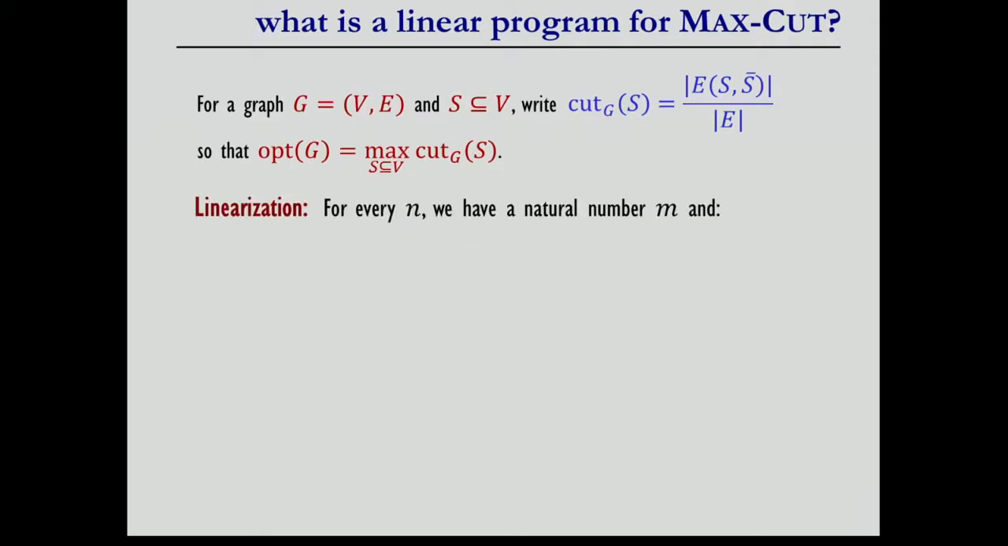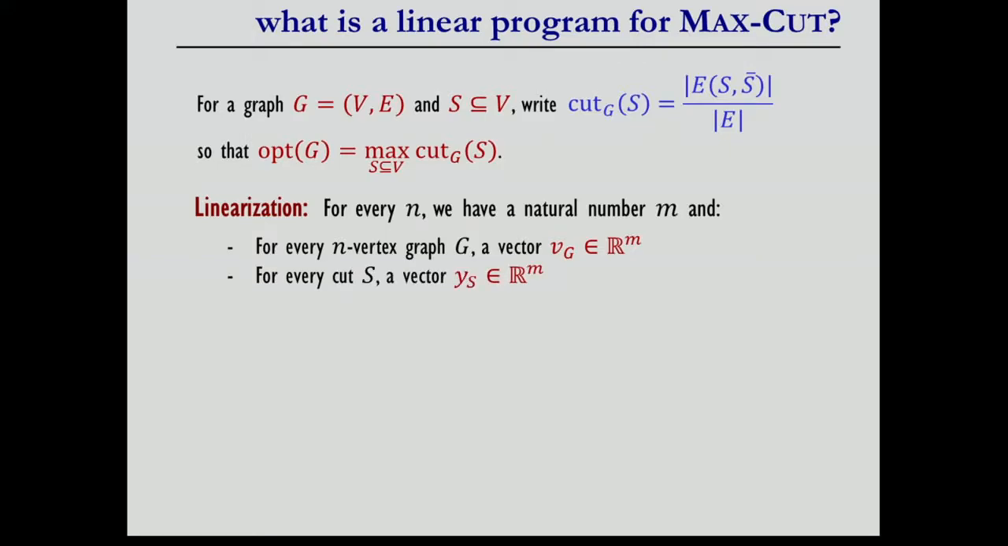Now, what do I mean by a linear program? I wanted to have 2 steps. The first one is a linearization of the objective function. So for every input size n, we'll have some number m, which is the number of dimensions of the relaxation. And then we have the following. For every graph, we have a vector corresponding to the graph. For every cut, we have a vector corresponding to the cut. And this is the linearization: if I take the inner product of the graph vector with the cut vector, it's the cut value. This is what I mean by linearizing the objective function.